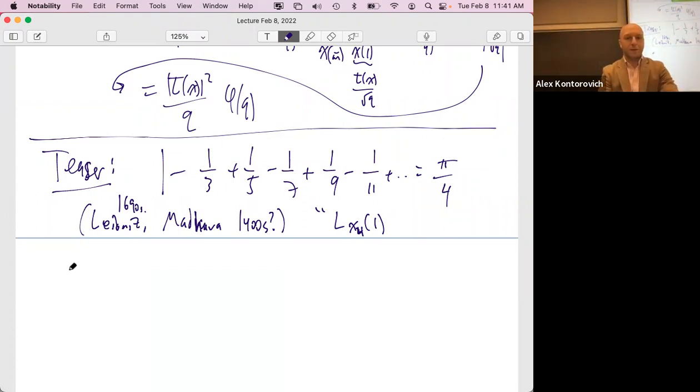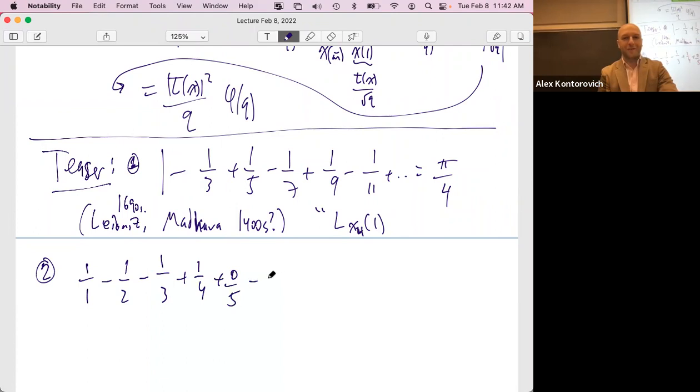So here's one identity. Here's another identity: 1 minus 1/2 minus 1/3 plus 1/4, no 1/5, plus 1/6 minus 1/7 minus 1/8, plus no 1/10, and so on. I sort of gave it away, this is mod 5.